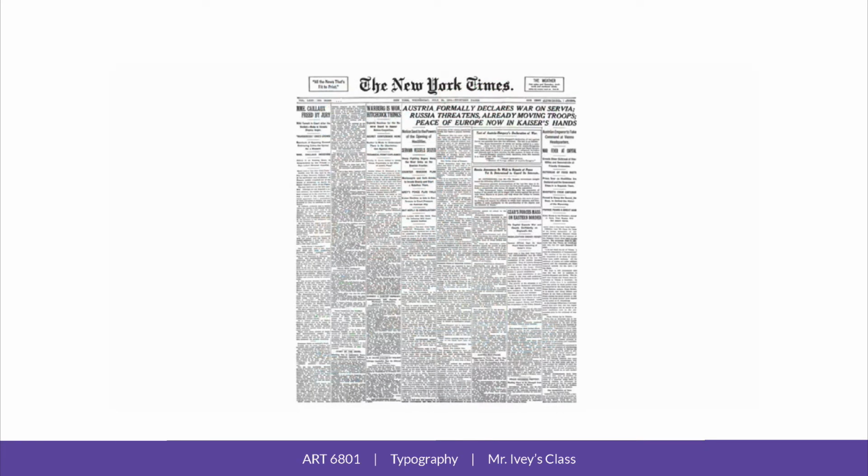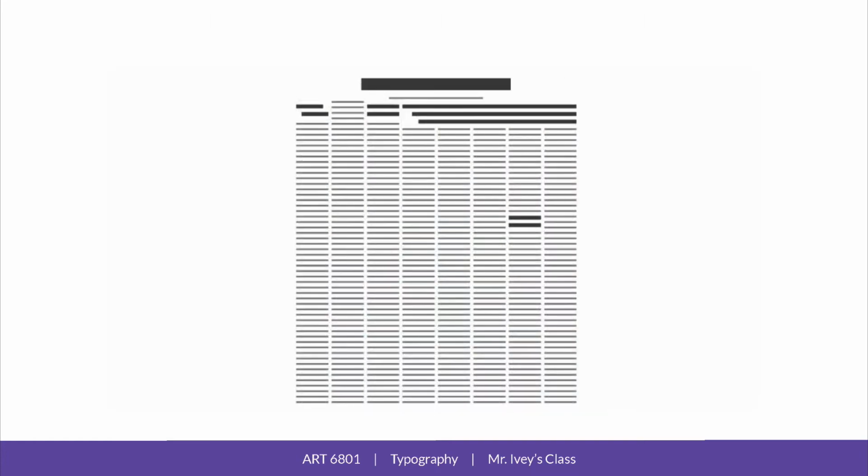In the old newspaper, all of the information on the page looks similar. The only way to read this paper is to start at the top and work your way down. It's not very convenient if you just want to pick up a sense of the day's events.